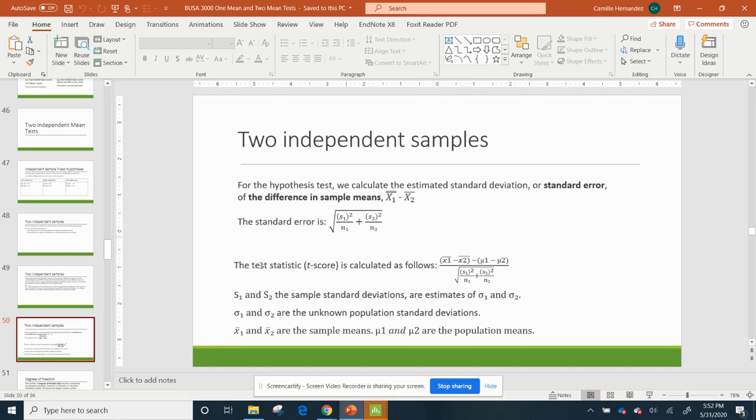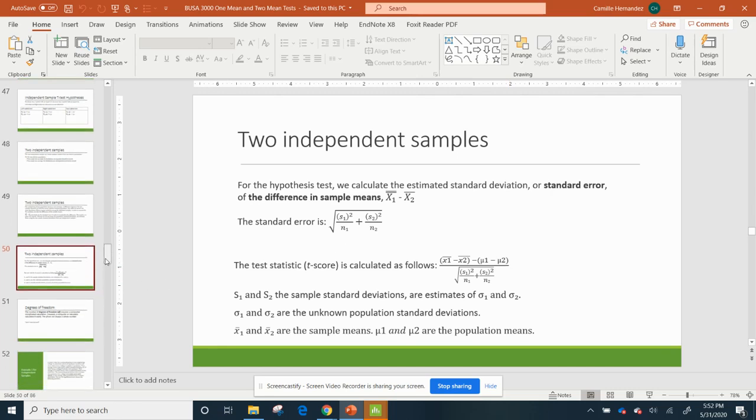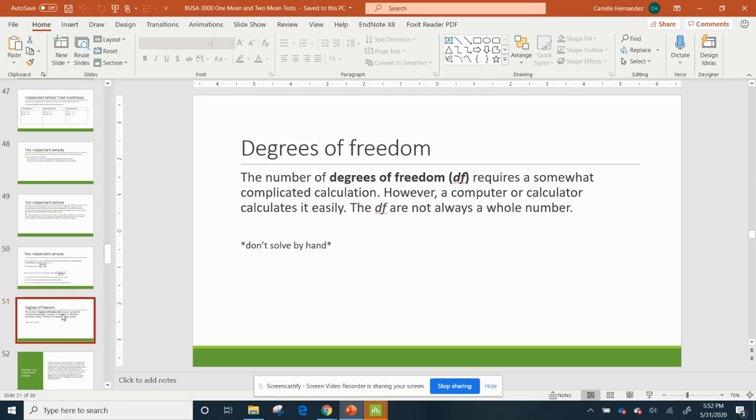I just wanted you to see the formulas to see that basically what we're doing is looking at the samples, comparing them, and that's how we get the information. The degrees of freedom requires a somewhat complicated calculation, but we're not going to have to worry about it because Minitab does it for us. All right.